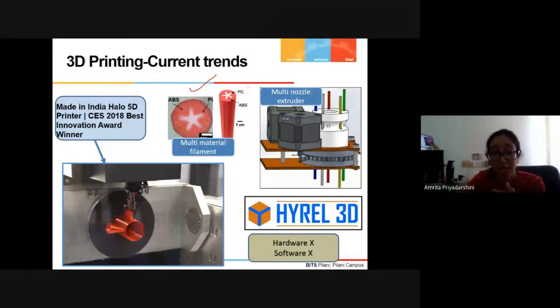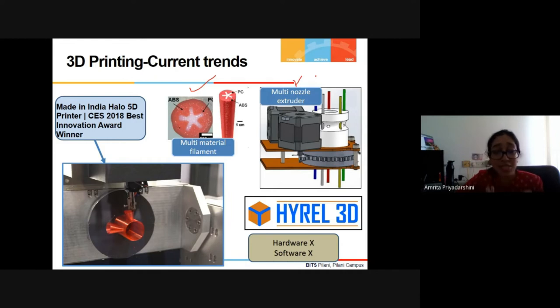Like one material is having good strength, and in that way, you are trying to combine the good properties of both the materials together. So those kind of things are also coming up where you can come up with multi-material filaments. So there will be two filaments. If you see here, this is also a kind of development happening, where you have a multi-nozzle extruder.